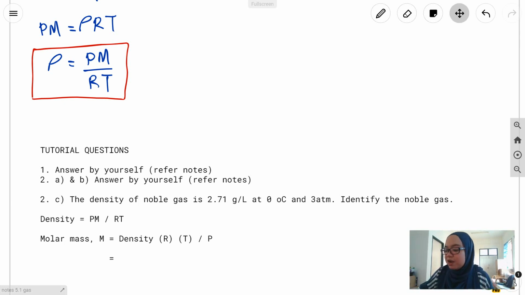2a asks you to derive the ideal gas equation PV equals nRT from the ideal gas law. I have already taught how you can combine all the gas laws into the ideal gas equation. And 2b, using PV equals nRT, derive the mathematical formula which connects density of gas and gas pressure. This is the answer, it's already here. So it's very simple. What we are going to do is answer question 2C.